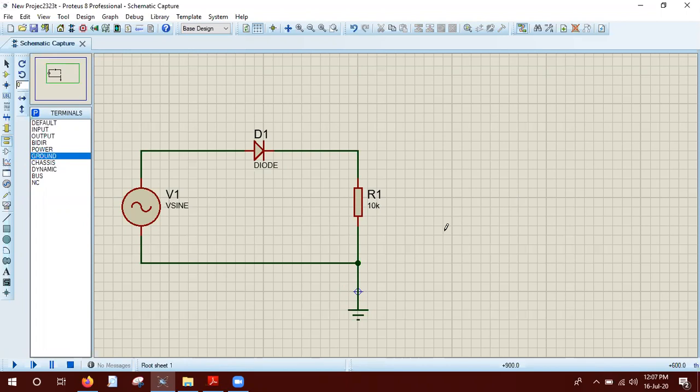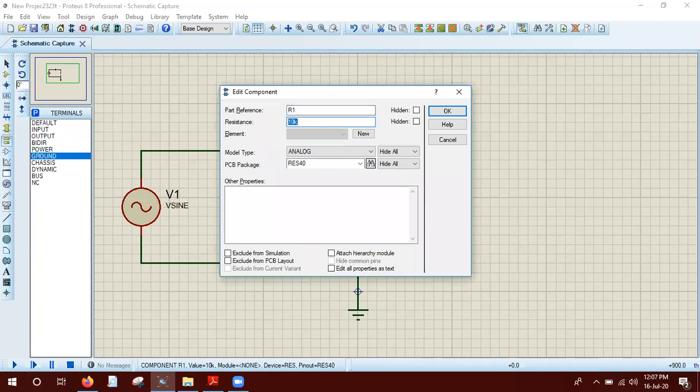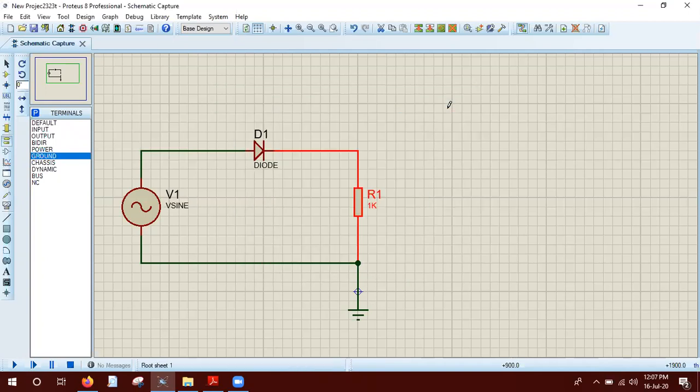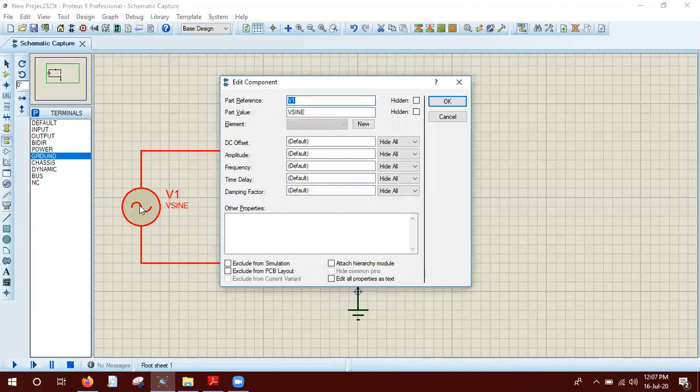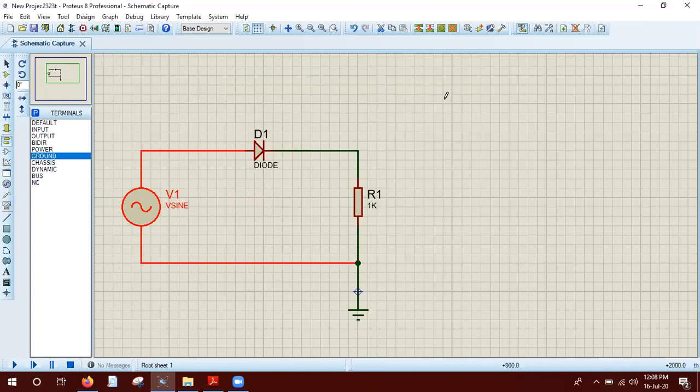The value of resistance is given as 10K. Let's make it 1K, not a big deal, a small resistance. And what is the value of the sine wave? Let's make the amplitude 20 volts, and the frequency 50 hertz. You change these two values, and finally the half wave circuit we are trying to build is done.